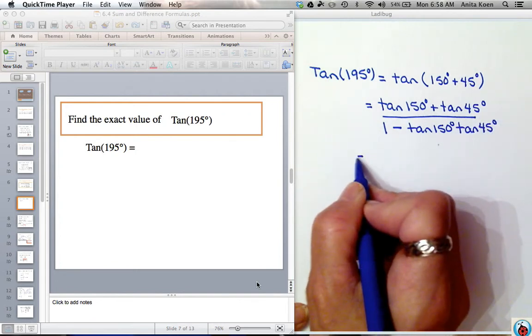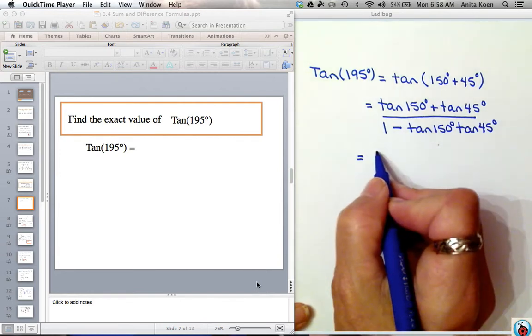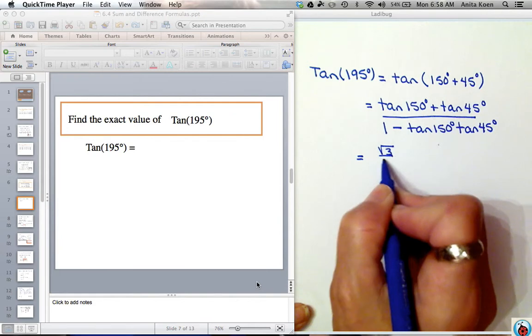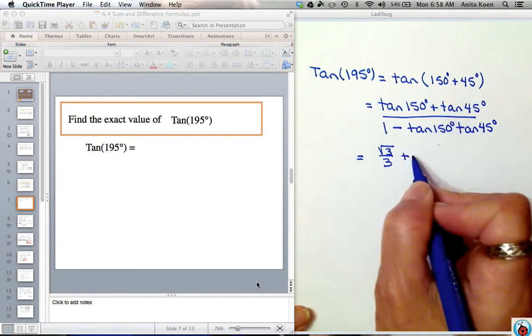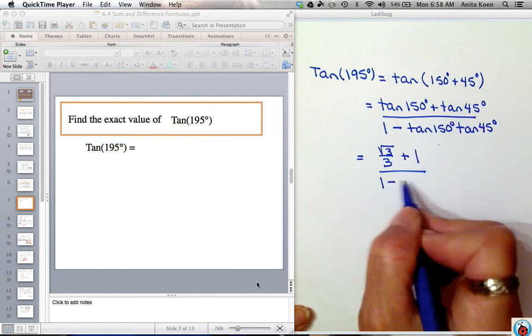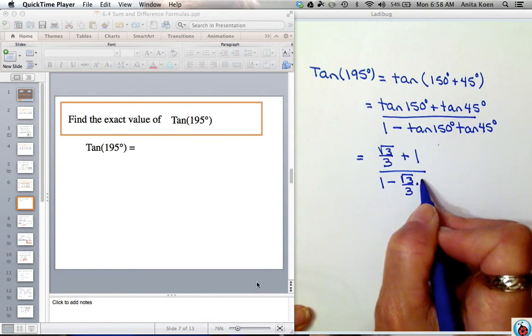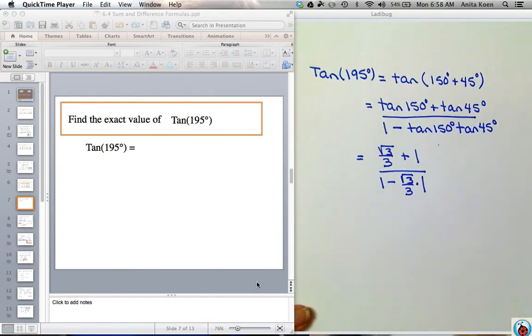So now the next thing that I need to do is go to my unit circle and say, well, what is the tangent of 150? The tangent of 150 is the square root of 3 over 3, plus the tangent of 45, which is 1, divided by 1 minus the tangent of 150, which is the square root of 3 over 3, times the tangent of 45, which is 1.